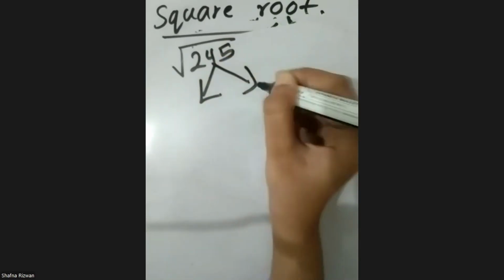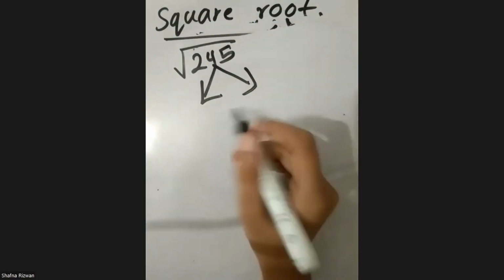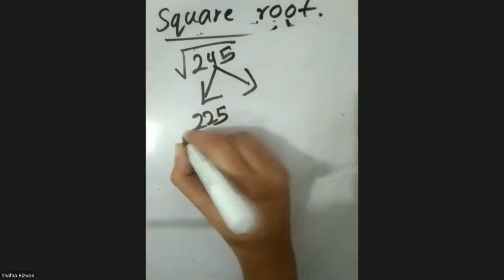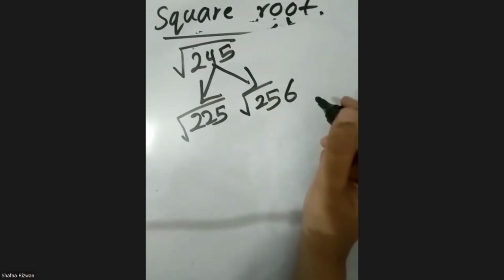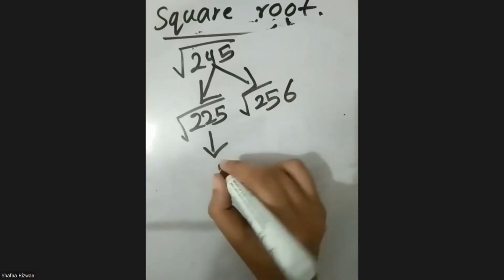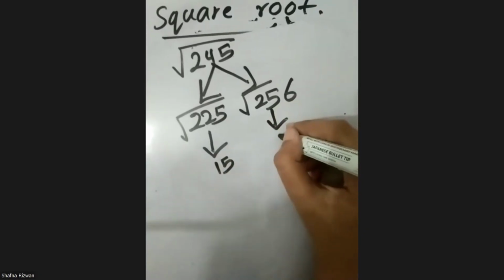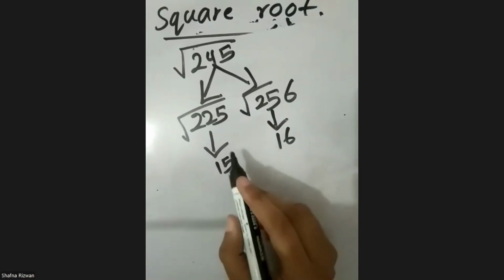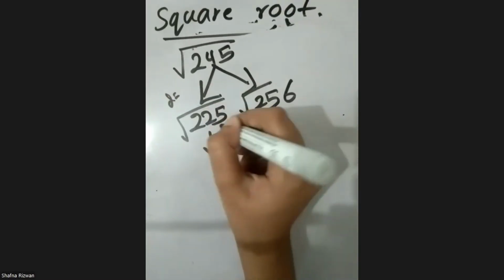You are going to take the values which are closer to 245. So what are those? You have 225, as well as you can take 256. Now if you take these two numbers, what's the square root of 225? That is 15. And what's the square root of 256? That is 16. Now we are going to get the difference between 245 and 225.